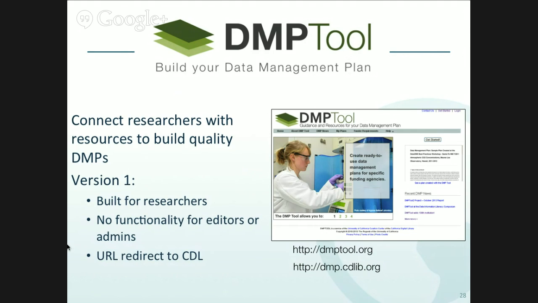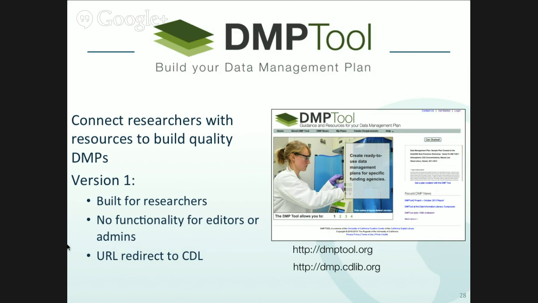The goal of the first tool was really to connect researchers with resources to build quality DMPs. And what Andrew was showing you illustrates the complexity of data management planning. Every agency is saying something different. There's all this help about formats and identifiers and where you should preserve it and what your Office of Research is saying. So it gets really complex. And so what we wanted to do is take all of that information and put it in one place in a little box and make it pretty and make it easy and help researchers create those data management plans.